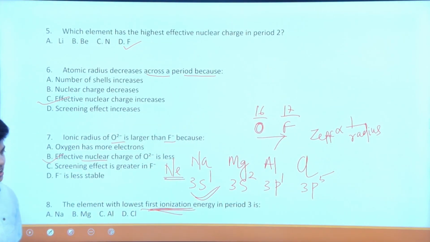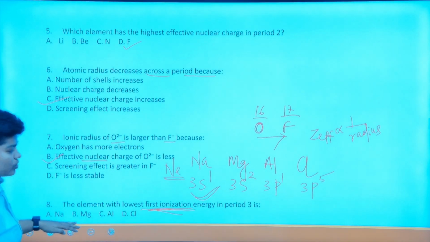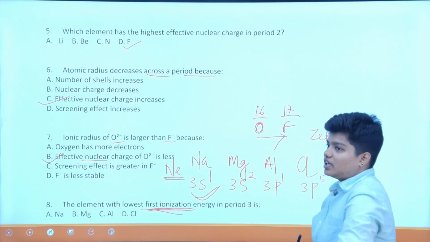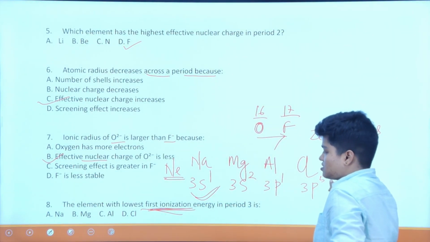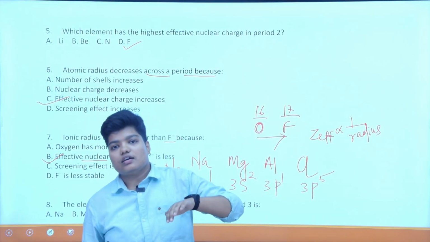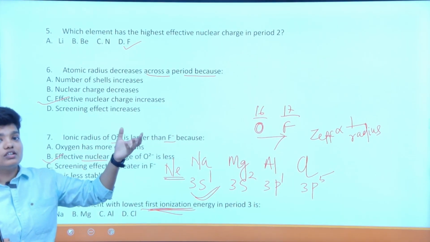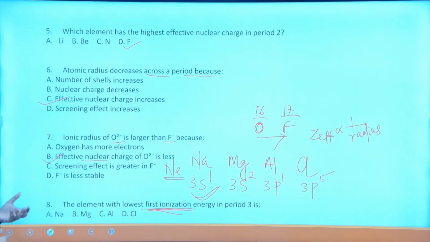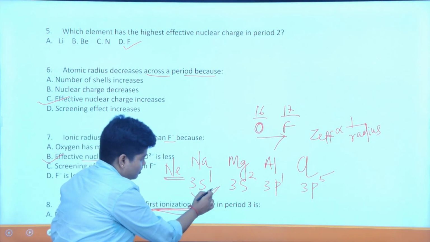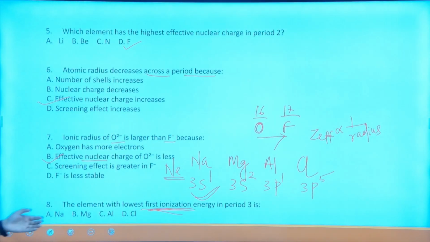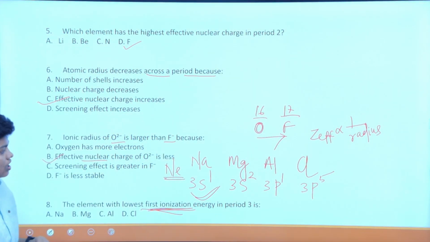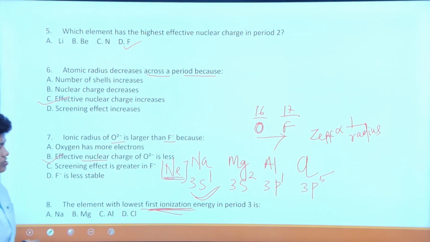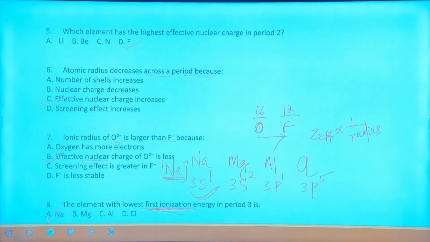If you know the general trend, that's okay. The first ionization energy generally increases along the period, because the atomic radius goes on decreasing, so it is difficult to release the outermost electron from the smaller atom. But the main concept is that sodium has the least ionization energy, because it is easier to release the outermost shell electron. By releasing it, it acquires the inert configuration of neon. So the least is in the case of sodium.